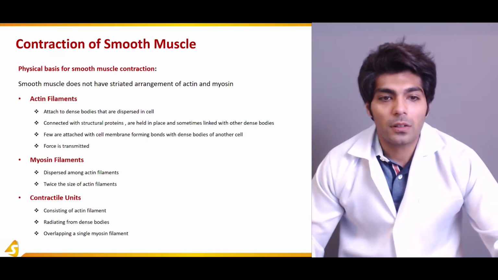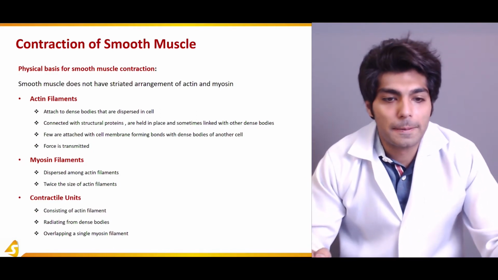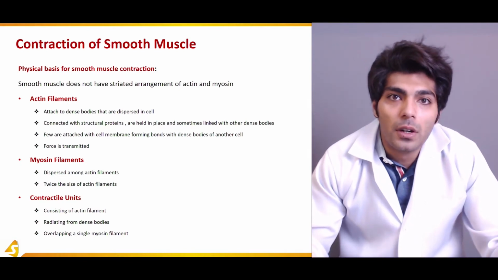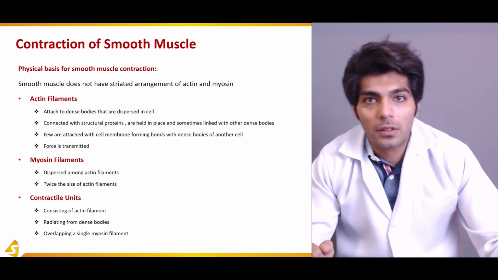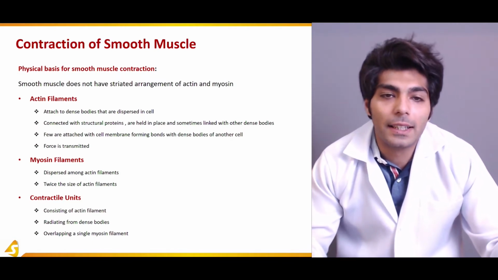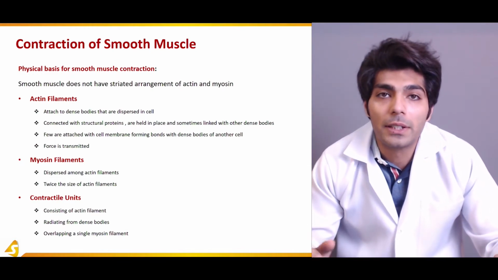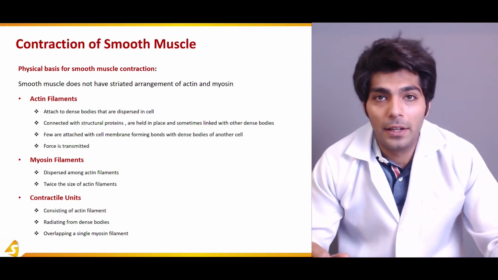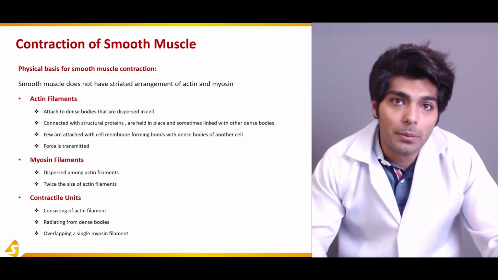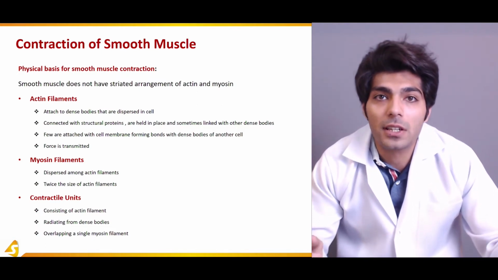So what are the components present? There are intermediate filaments and microfilaments in the cytoskeleton of the smooth muscle cell, containing actin filaments, and there are myosin filaments with contractile units, and the intermediate filaments that are present along with the microfilaments. So each will be discussed separately.